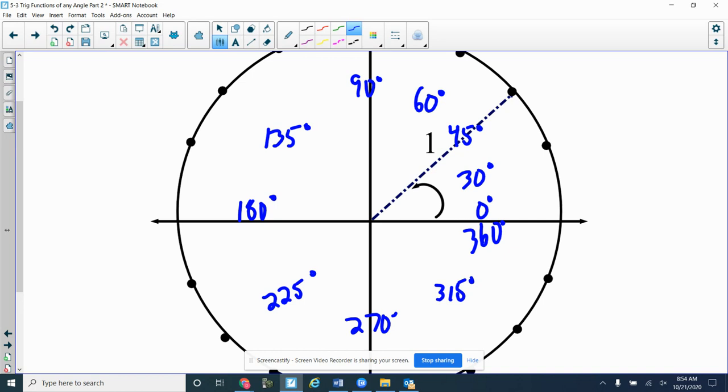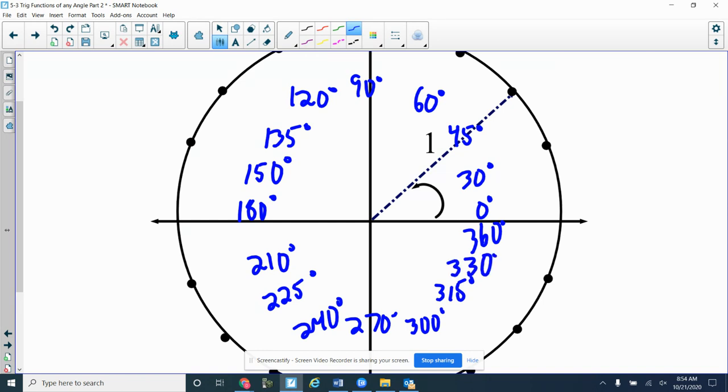So you go 30, 60, 90, 120, 150, 180, 210, 240, 270, 300, 330, and then 360. Take a second there and make sure you have all this accurate.